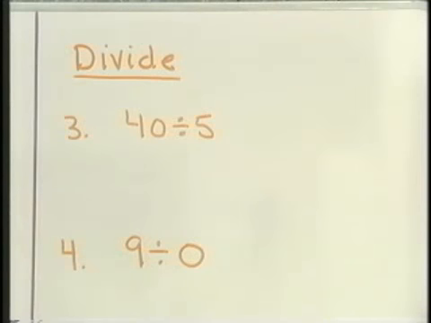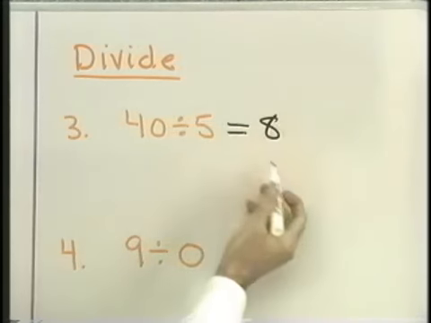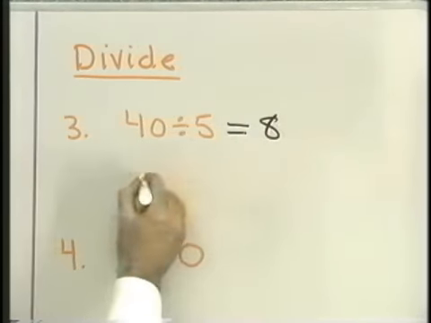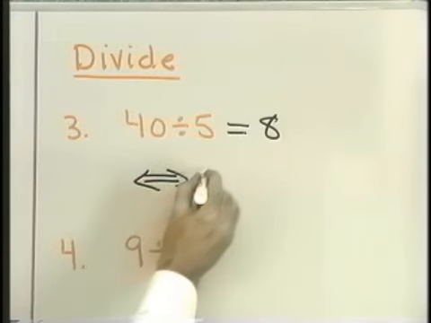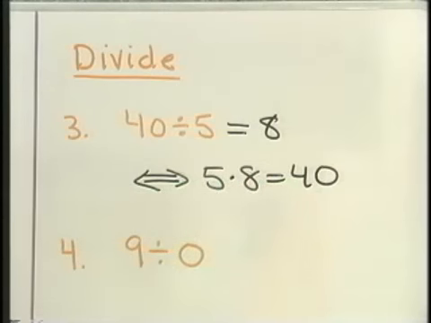Next problem, we want to just do some division. 40 divided by 5. Well, 40 divided by 5 must be 8 because 8 times 5 is 40. So this is true because 5 times 8 gives us 40.